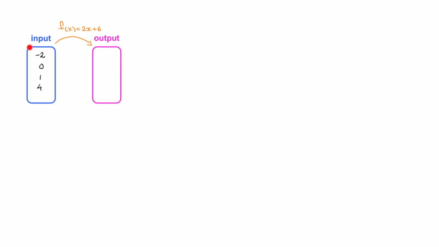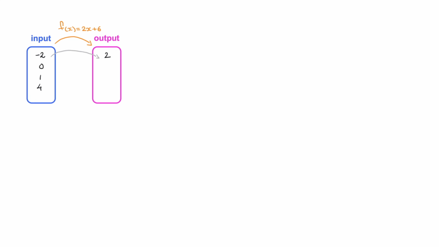Now what we see here is a mapping diagram, and we've seen these before. And so through the function f of x, each of these input values will be mapped onto its respective output value. So for instance, for the input value -2, it will be mapped onto the output value 2. Indeed, 2 times -2 plus 6 would give us 2.